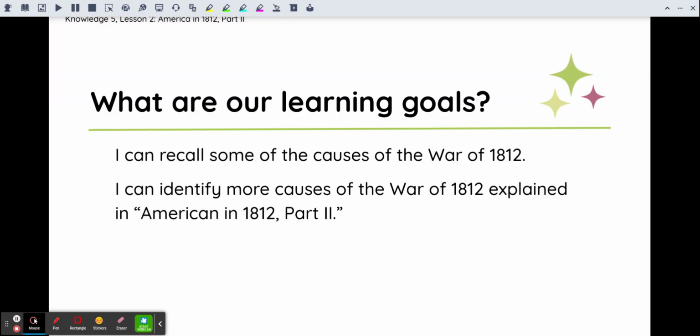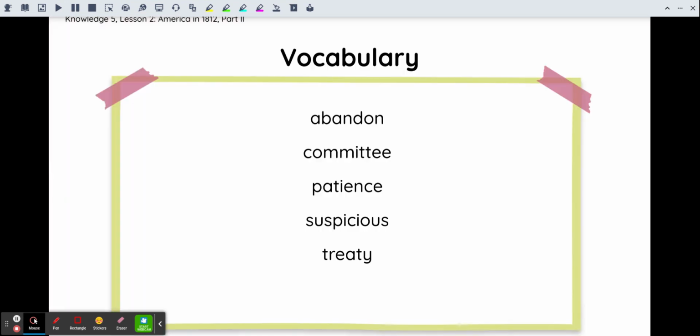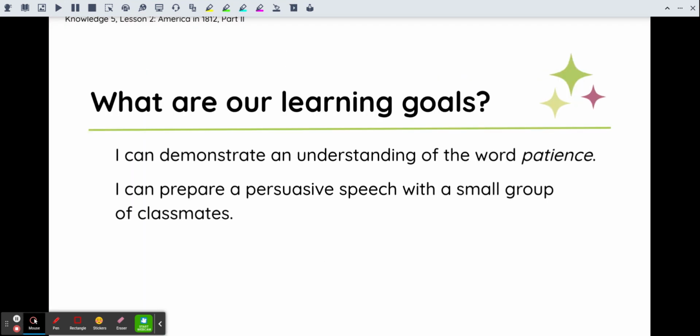Let's learn. What are our learning goals? I can recall some of the causes of the War of 1812. I can identify more causes of the War of 1812 explained in America in 1812, part 2. I can demonstrate an understanding of the word patience. I can prepare a persuasive speech with a small group of classmates. Of course, today you will be preparing a speech alone.